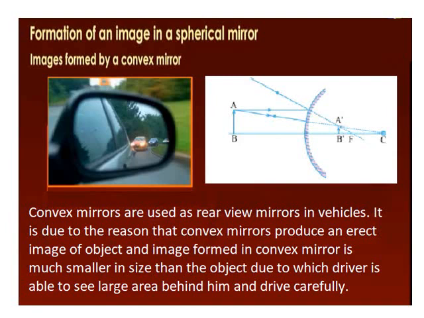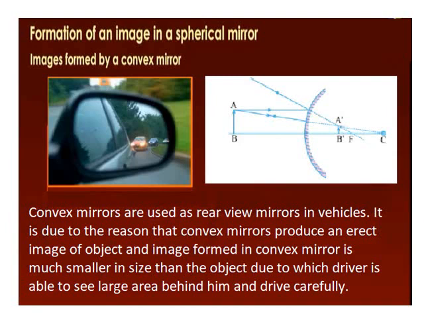So what do you find? Where is the image formed? You see the image formed is A dash B dash, which is on the other side of the mirror, and it is virtual, diminished and erect. So these properties make the convex mirror a rear view mirror for automobiles. So convex mirrors are used as rear view mirrors in vehicles.